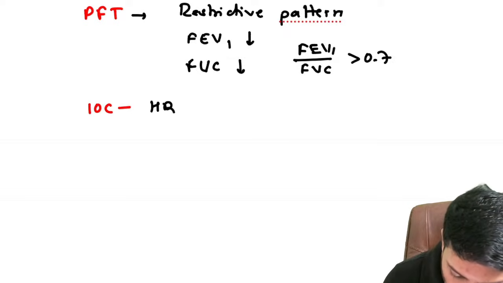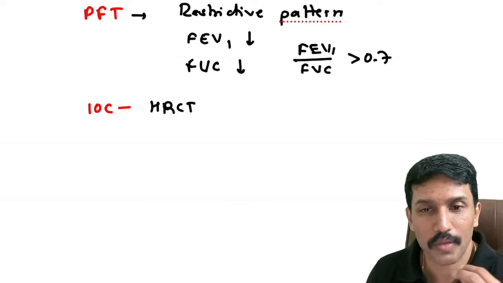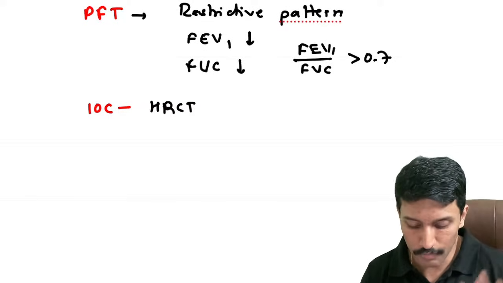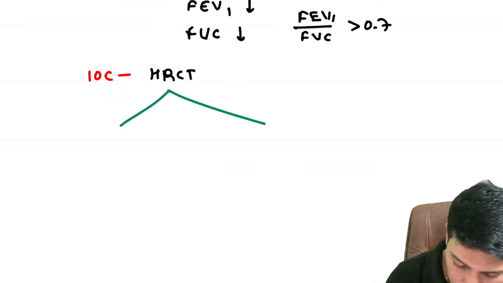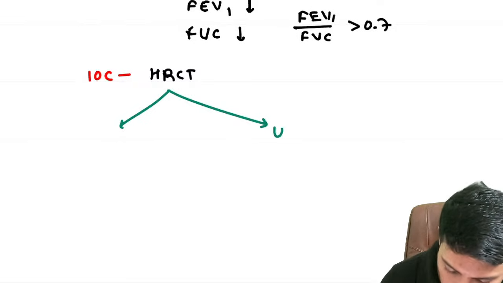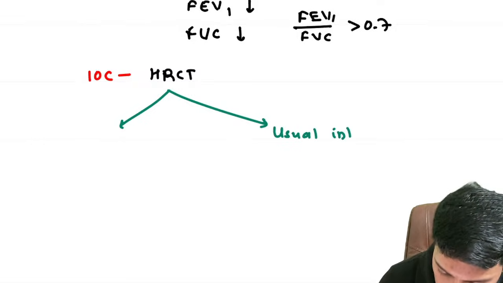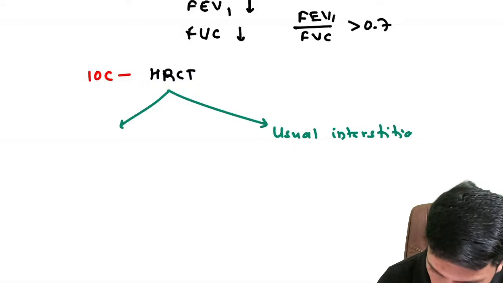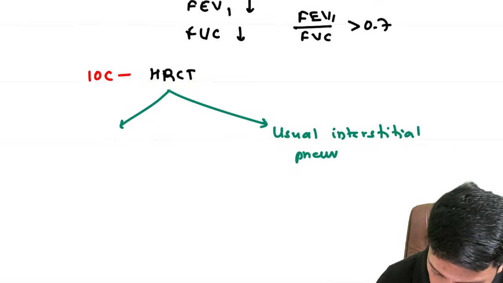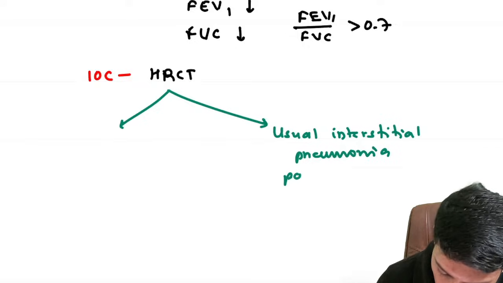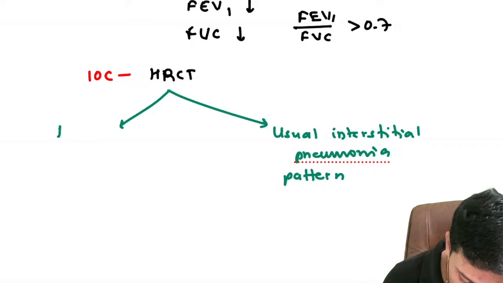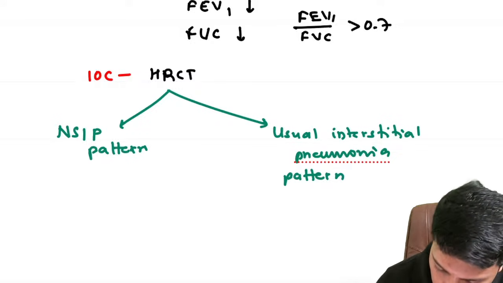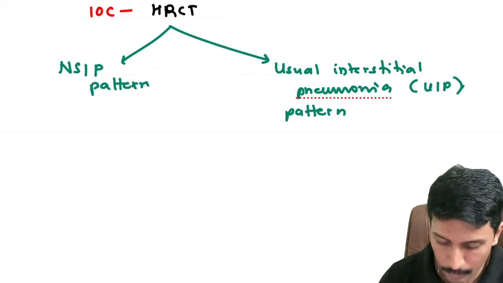And X-ray is not enough. X-ray will show the interstitial involvement quite late, so we have to rely on the HRCT, right? And HRCT shows two patterns that you need to write. One is called the usual interstitial pneumonia pattern, or UIP pattern. The other finding you may get on the HRCT is called the non-specific interstitial pneumonia pattern, or NSIP pattern. UIP pattern or NSIP pattern.